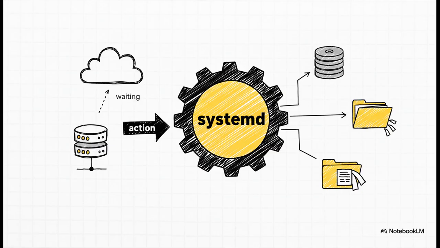So think about this. What if you need to mount a network drive, but only after the network is actually online? Or what if you want a drive to mount automatically the first time someone tries to access it? That's where the power of systemd with its .mount and .automount units really starts to shine.